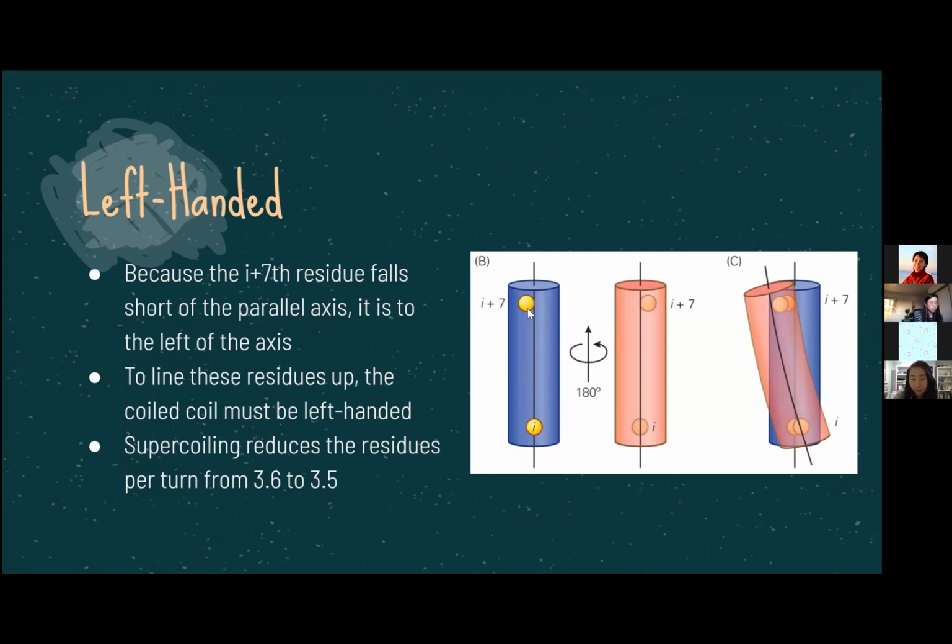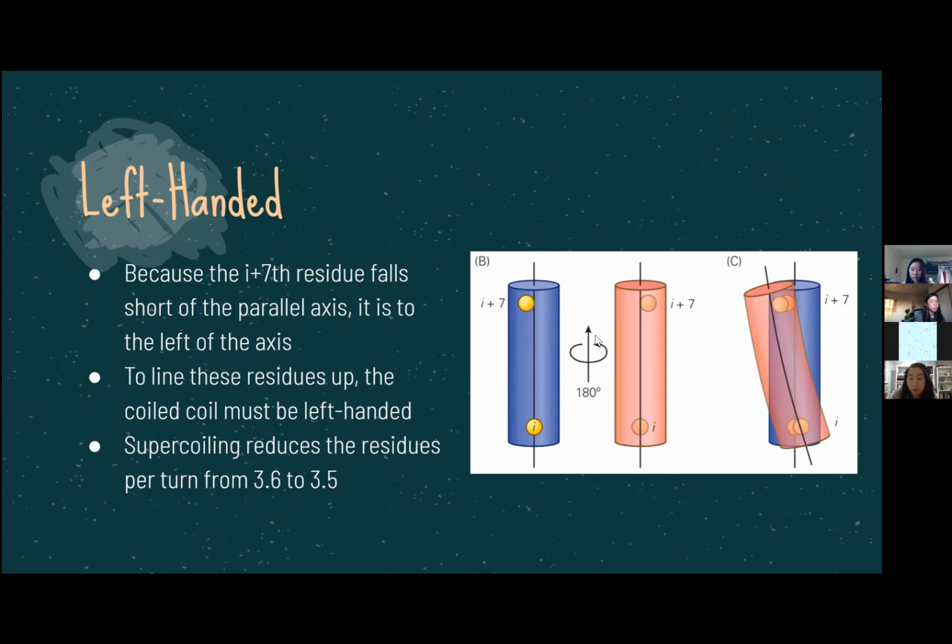to the I+7th residue, it falls short of the parallel axis. If we follow this up from the bottom and go around, the I+7th residue doesn't quite make it to a full 360-degree turn, so it falls a little bit to the left. It would be different if the alpha helix itself was left-handed, then we would see the opposite trend. But since the alpha helix is right-handed, the residue falls short.